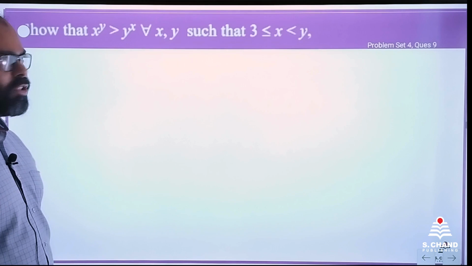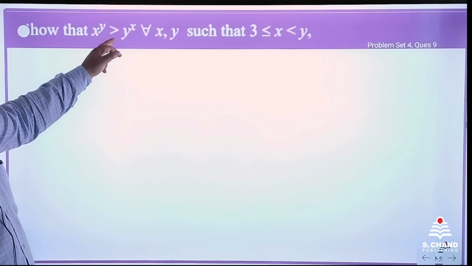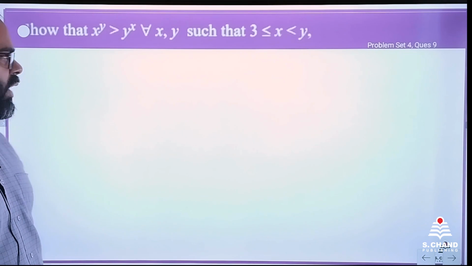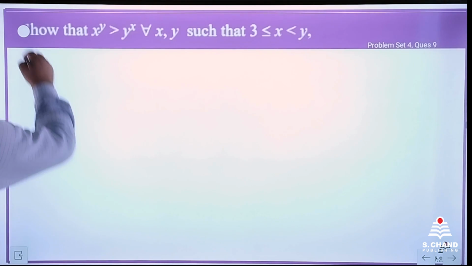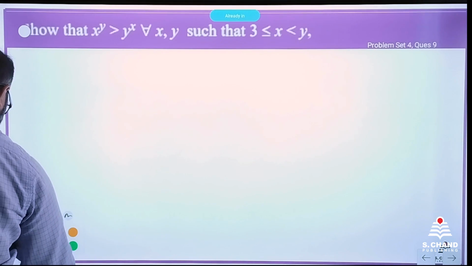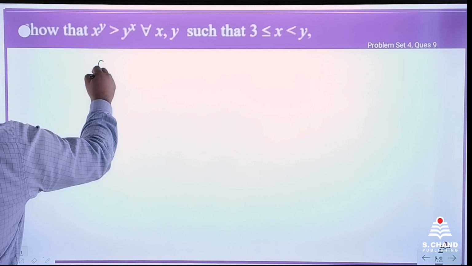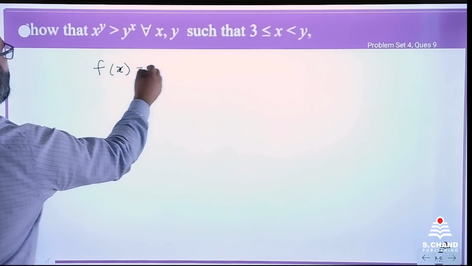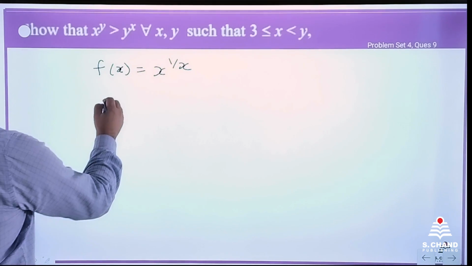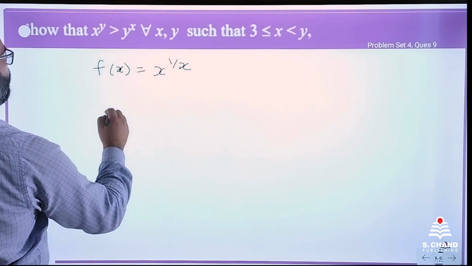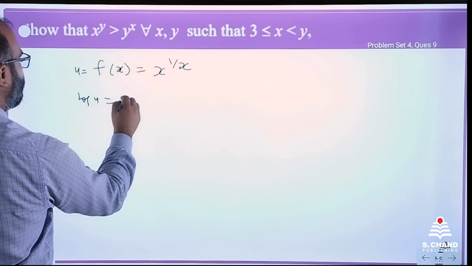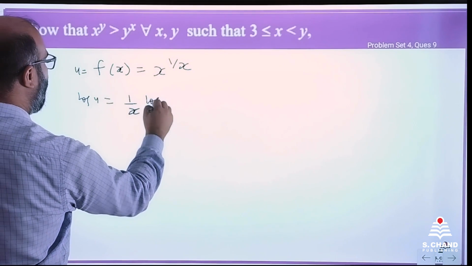So this is the next question, students. Show that x to the power y is greater than y to the power x for all x, y such that 3 is less than or equal to x, less than y. Now if we take the function here, that function is f of x equal to x to the power 1 by x. Let us take it as u, and we take log of u. So that is 1 by x log of x.